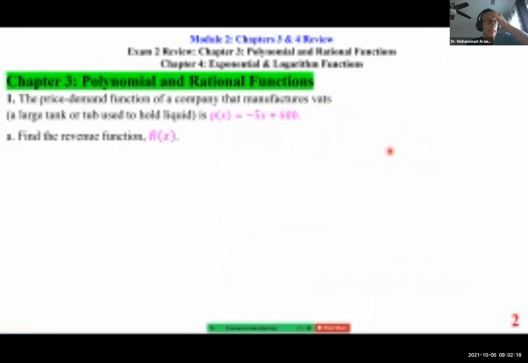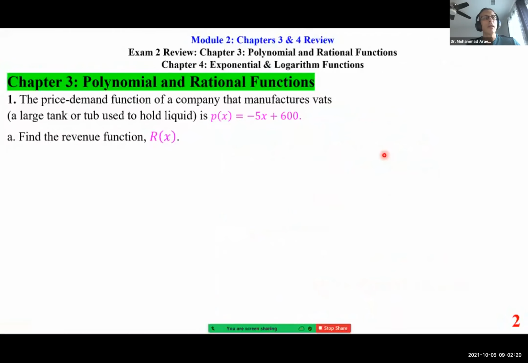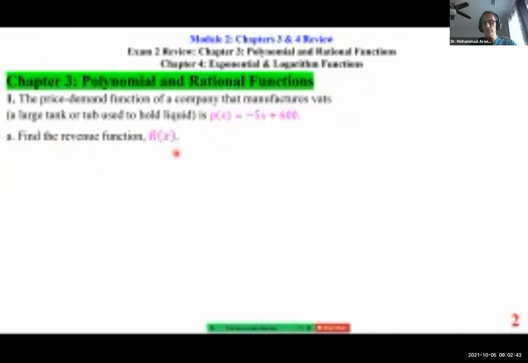The first question is asking about the price demand function. The price demand function of a company that manufactures vats, a large tank or tub used to hold liquid, is given as the function p of x equals negative 5x plus 600. We are interested in finding the revenue function.